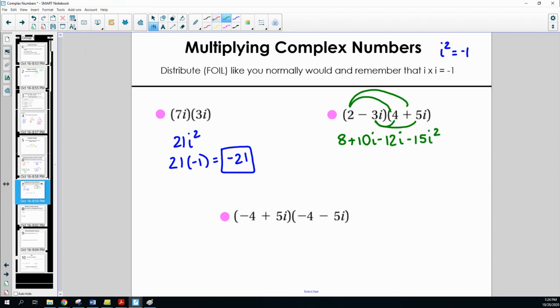Okay, so now we can combine our like terms. So this 10i and this -12i. So we're going to get 8 minus 2i. And then we have -15, but we're going to change i squared and we're going to replace that with -1. So now we have 8 minus 2i plus 15. And then again, we're going to combine our like terms. So we have 8 and 15. So we're going to end up getting 23 minus 2i.